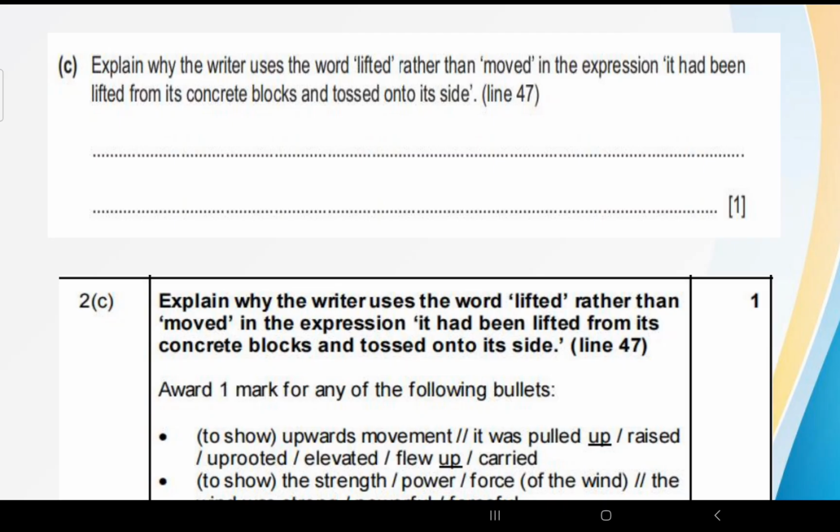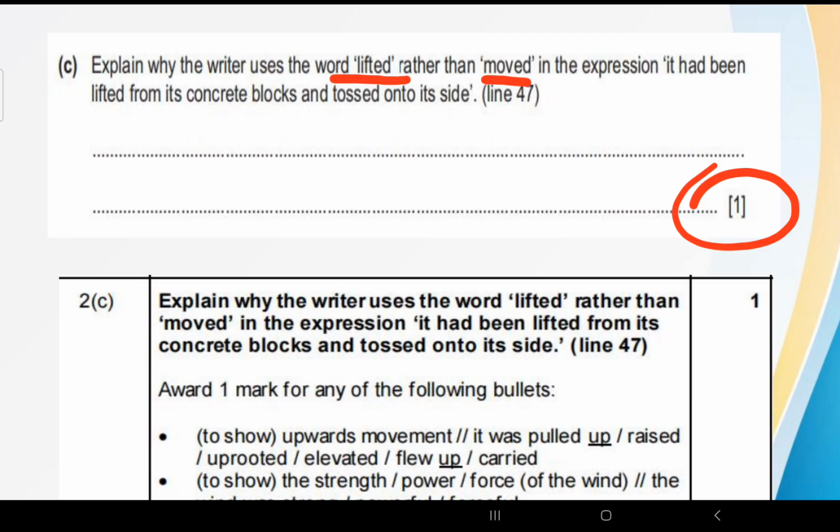Explain why the writer uses the word lifted rather than moved in the expression: it had been lifted from its concrete blocks and tossed onto its sides. This question has 1 mark. So lifted and moved, you have to explain the difference of these words.